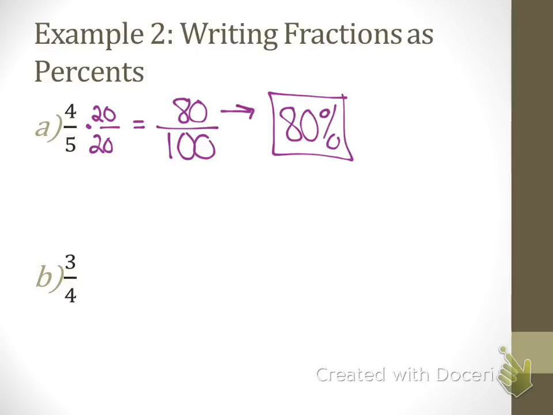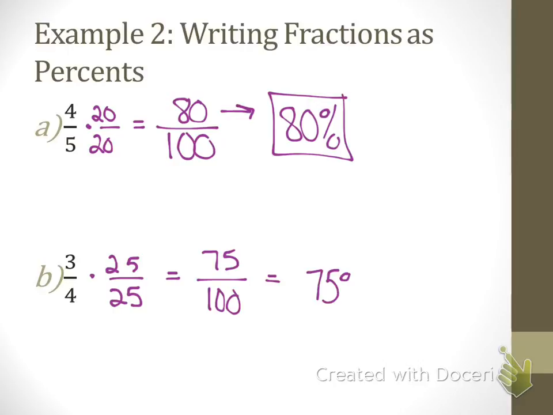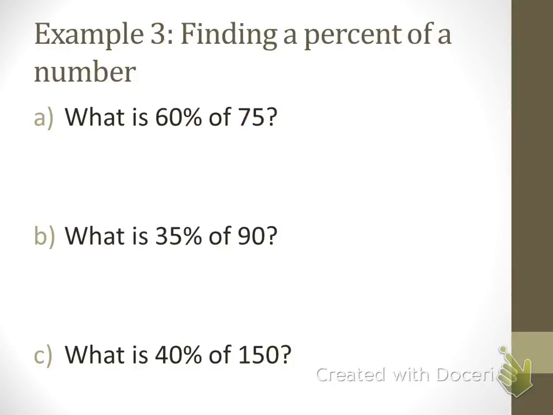All right, go ahead and try to do B. What did you multiply by, top and bottom? 25, very good, because how do I get from 4 to 100? I multiply top and bottom by 25. I get 75 over 100, which is what percent? 75%. All right, who got it right? Okay, awesome. So we're through example 2.